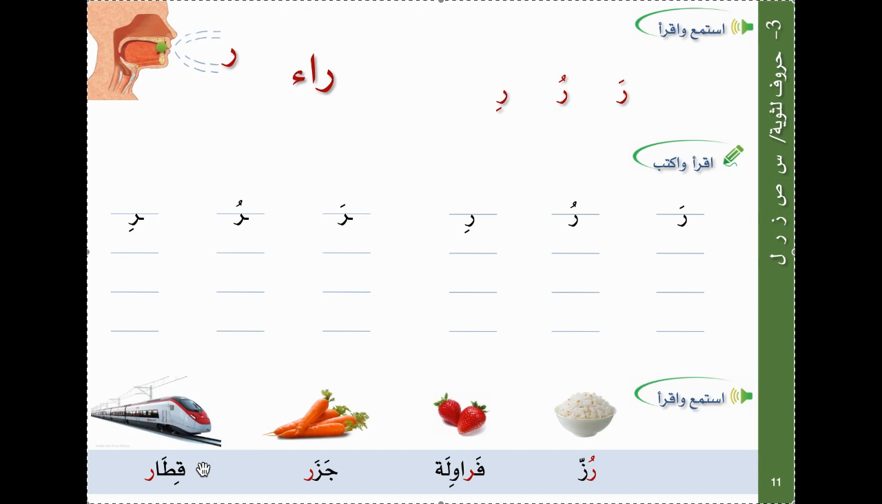Qitar. Try to repeat after me so you can get some practice with this. Okay, good luck with everything. Practice your nouns, write them out, memorize them, and we'll see you in the next slide.